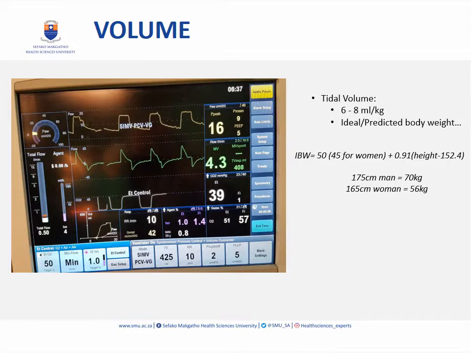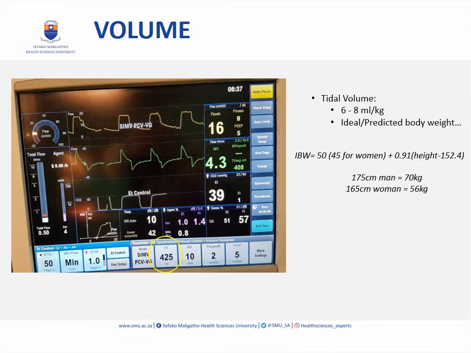Okay. So 6 to 8 mils in the lung is lung protective. Above these levels, you are going to get barotrauma, right? So if we're going to work out how much volume we are talking about, 7 mil per kilogram for 70 kilograms, an average adult male, will come to about 490. Okay, so we can round that up to about 500 mils.